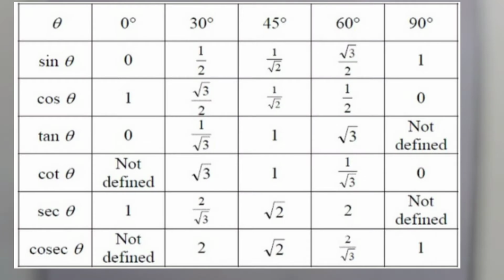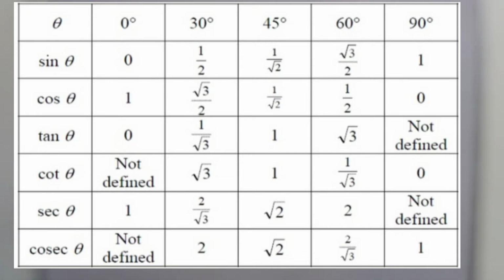First, let us look at the table of trigonometric ratios of standard angles. So this is the table of T ratios. In this table you can see the values of 6 T ratios for different angles: the value of sine for different angles, the value of cosine for different angles, the value of tangent for different angles. So these are the values of T ratios for these standard angles.